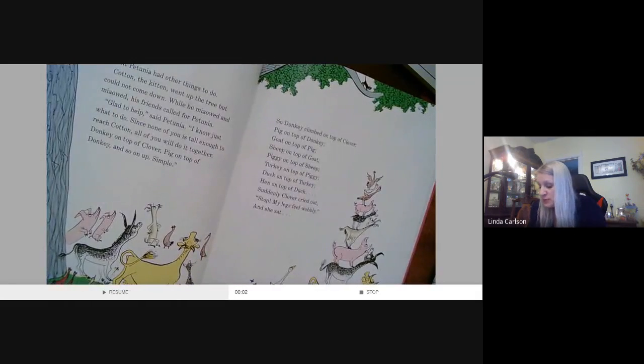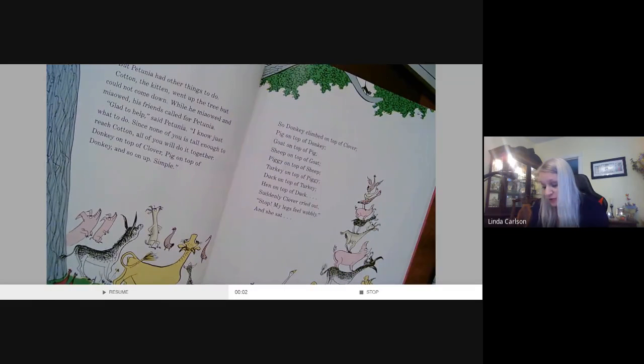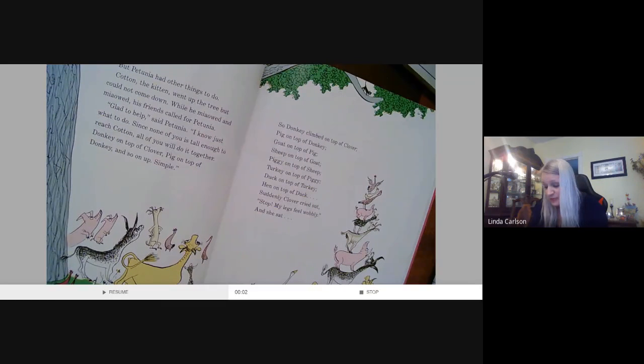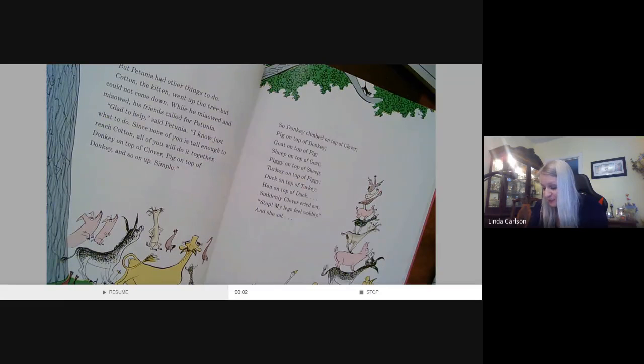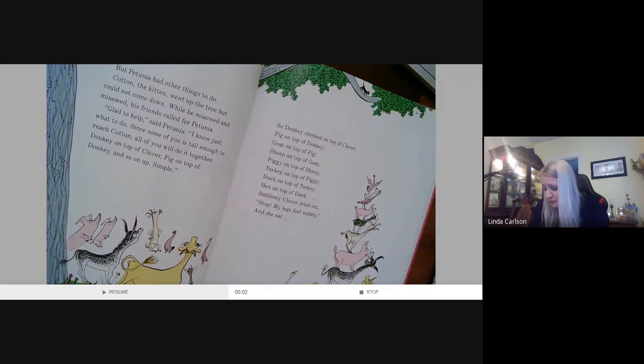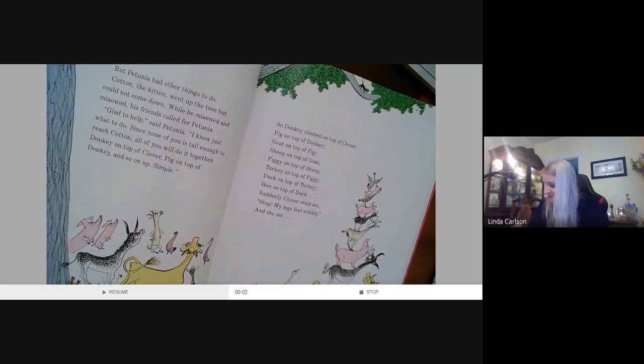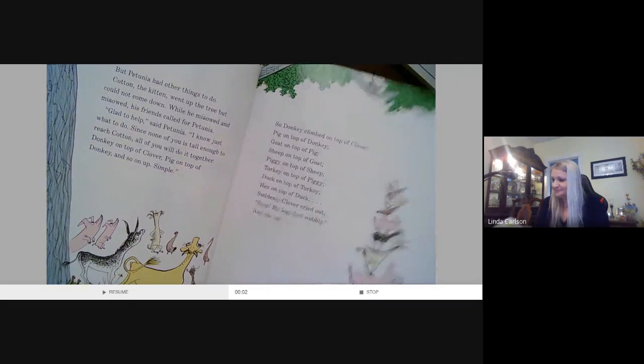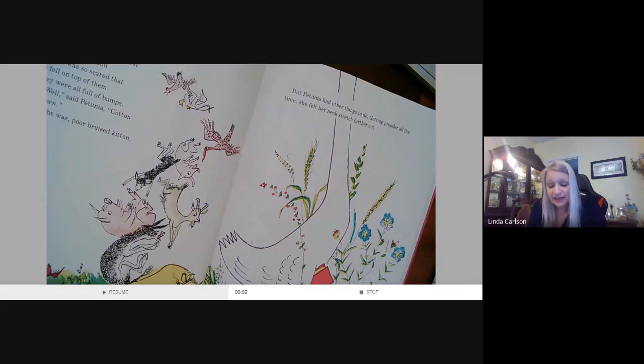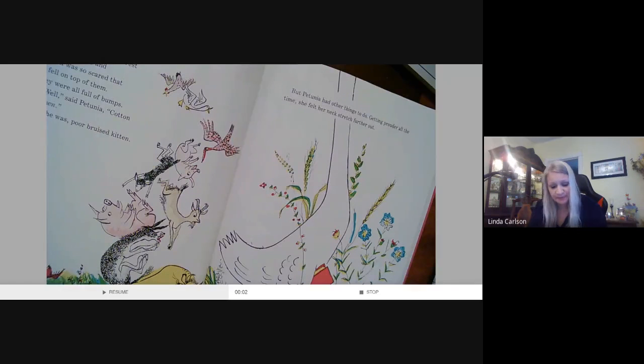So donkey climbed on top of Clover, pig on top of donkey, goat on top of pig, sheep on top of goat, piggy on top of sheepy, turkey on top of pig, duck on top of turkey, hen on top of duck. Suddenly Clover cried out, "Stop! My legs feel wobbly." And she sat. And Donkey and the rest fell into a heap. And Cotton was so scared that he fell on top of them. They were all full of bumps. "Well," said Petunia, "Cotton is down." So he was, poor bruised kitten.